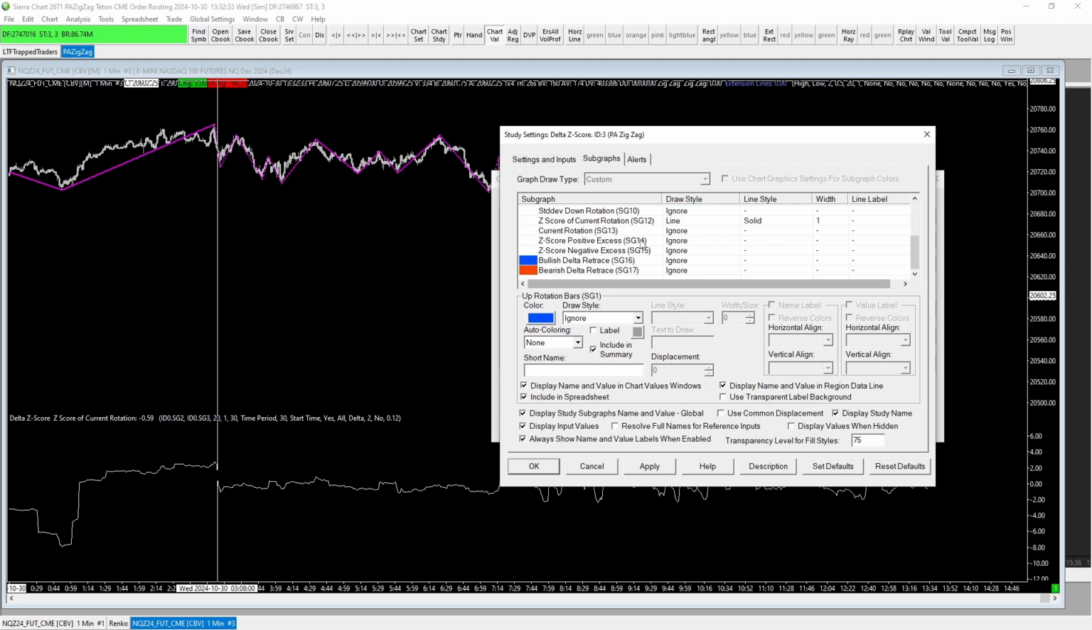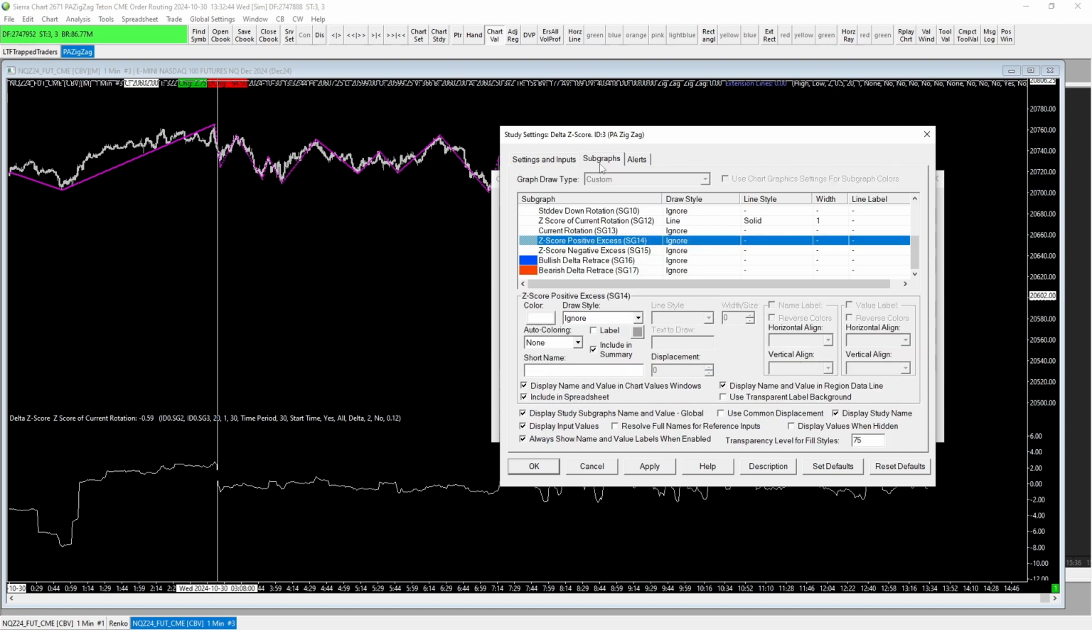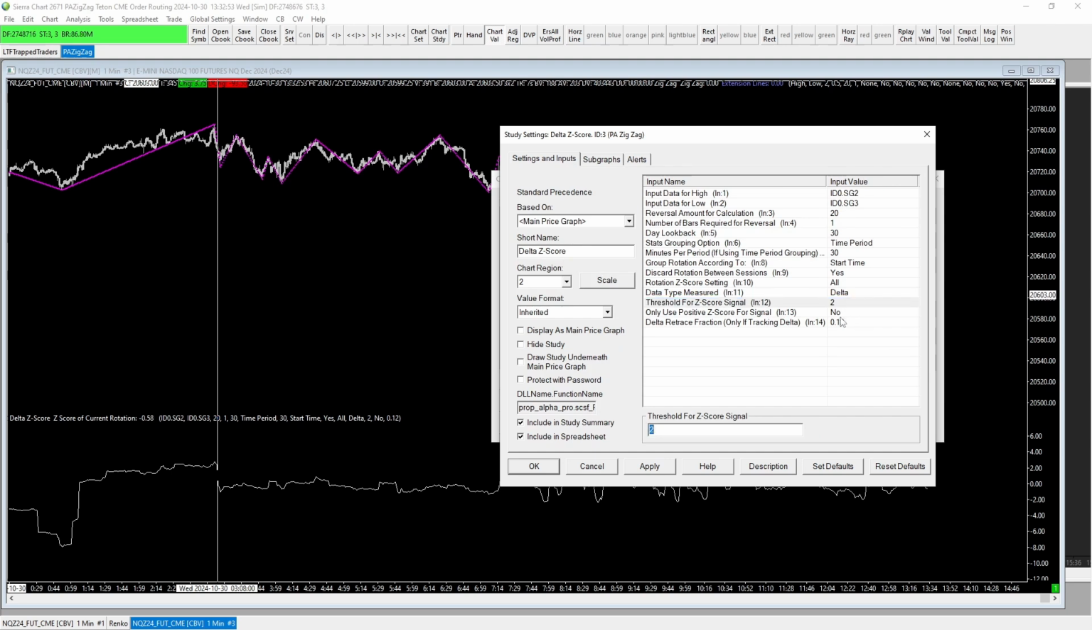And for positive or negative excess, you can turn this on. I won't do it right now, but the threshold for the z-score signal, in this case you say 2, would trigger these subgraphs whenever you had a z-score higher than 2 or lower than 2 respectively. So you can adjust that as you want. And you also have the option of using only a positive z-score, in case you're looking only for anomalously long rotations that you wanted to fade, let's say.